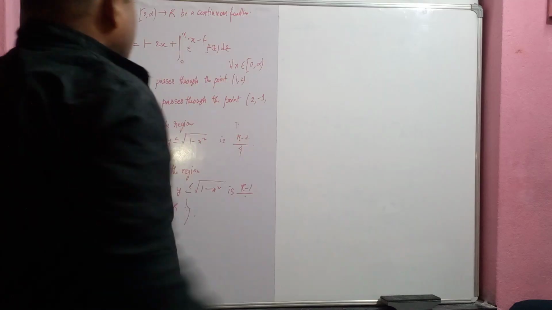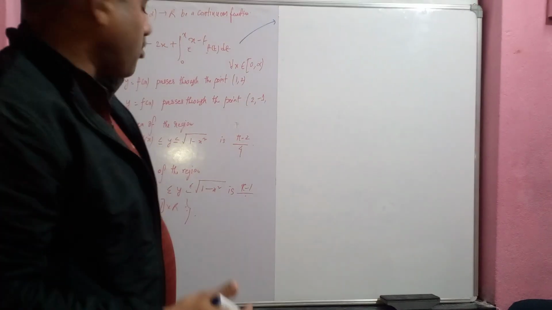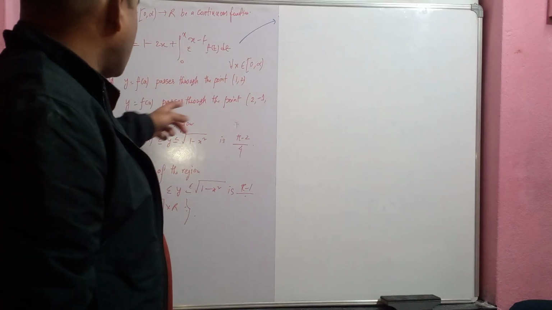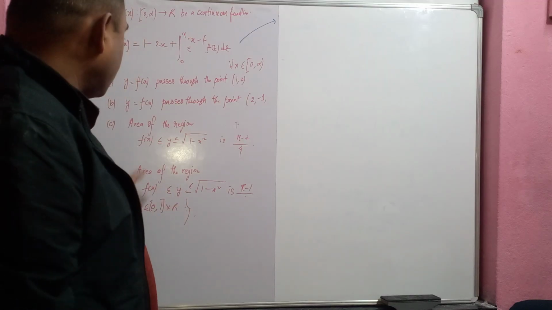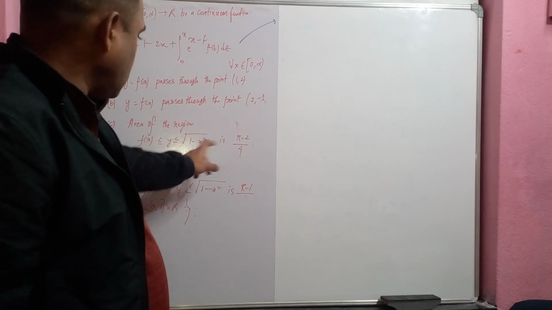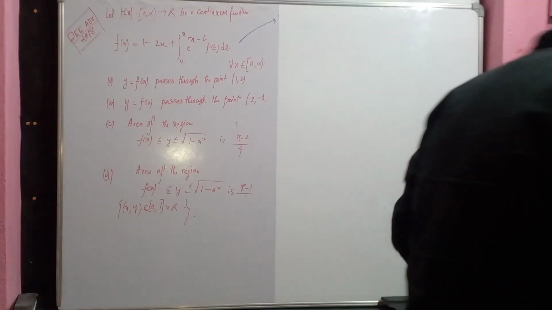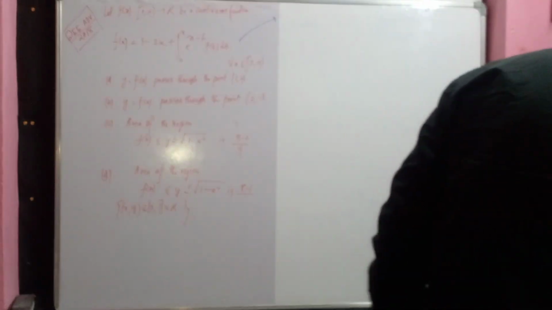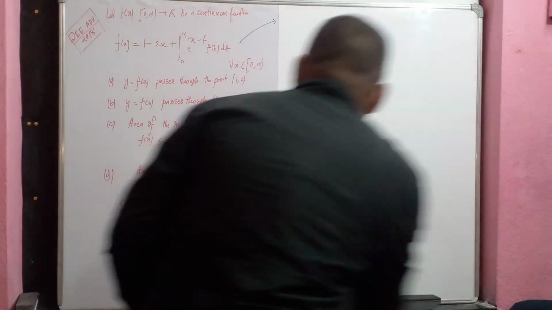So first, what will I do? Read the question properly. This curve passes through the point (2, -2) or not. The area of the region between this curve and f(x) is given, and this might be printed as pi by 4. I think the question is pi by 1 by 4.